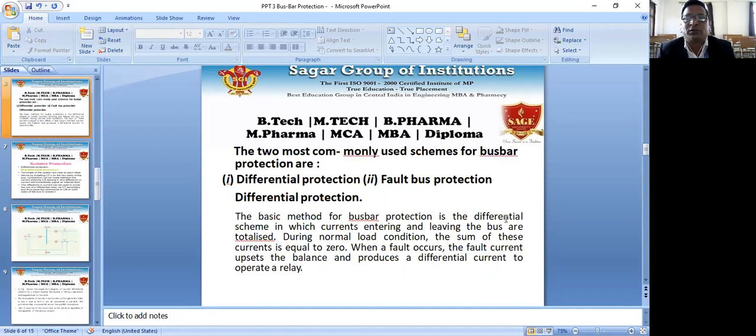The two most commonly used schemes for bus bar protection are, first, differential protection and, second, fault bus protection. Differential protection: the basic method for bus bar protection is the differential scheme, in which the currents entering and leaving the bus are totalized. During normal load conditions the sum of these currents is equal to zero. When a fault occurs, the fault current upsets the balance and produces a difference current to operate the relay.